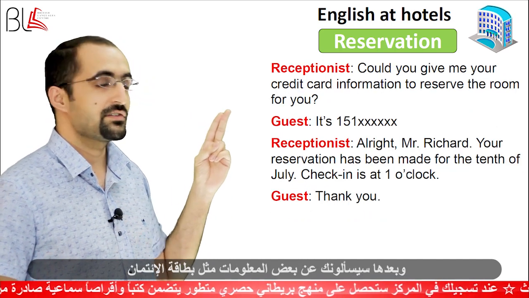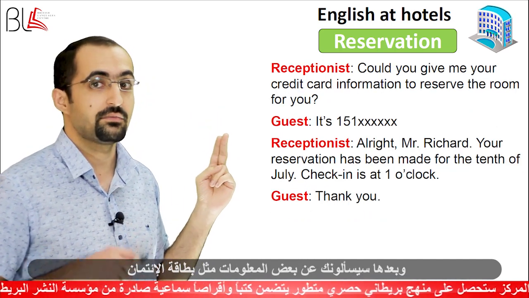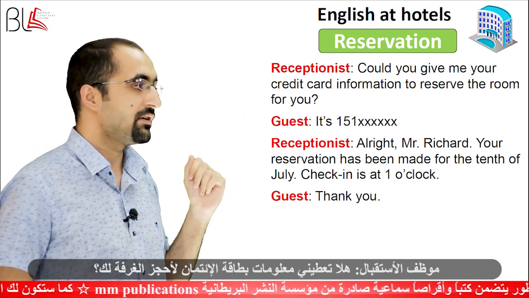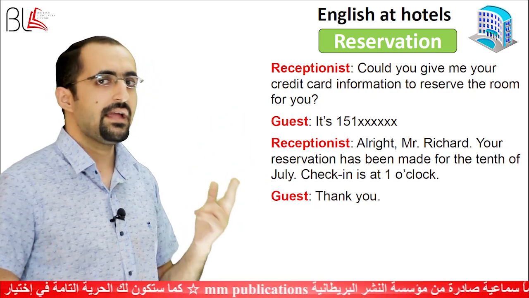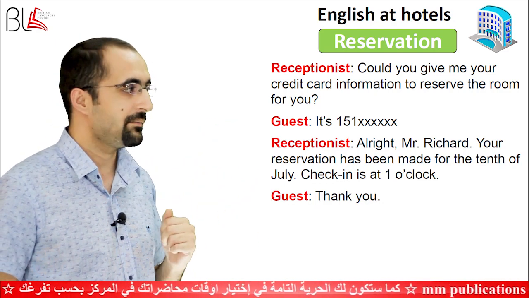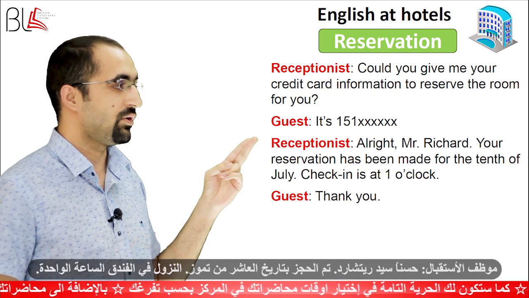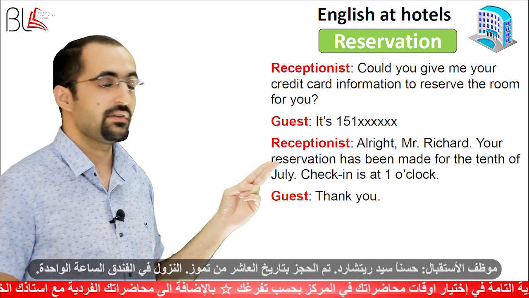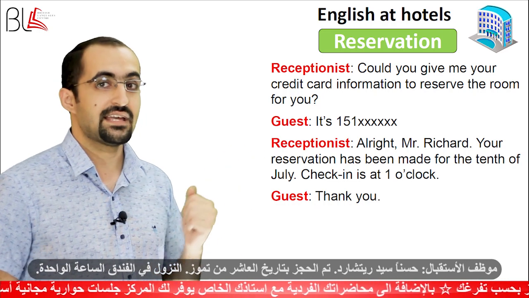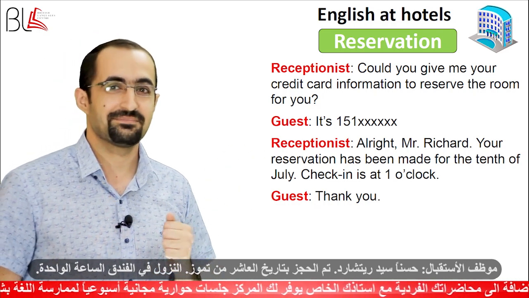And then they'll ask about some information, like your credit card information, by saying, "Could you give me your credit card information to reserve the room for you?" And you give them the number by saying, "It's 151, and so on." And then they tell you, "All right, Mr. Richard, your reservation has been made for the 10th of July. Check-in is at 1 o'clock," and you say thank you.